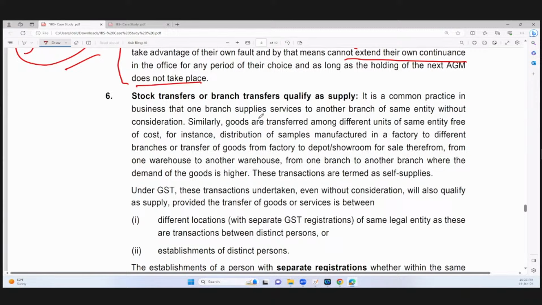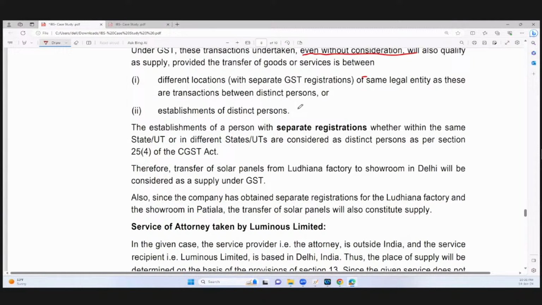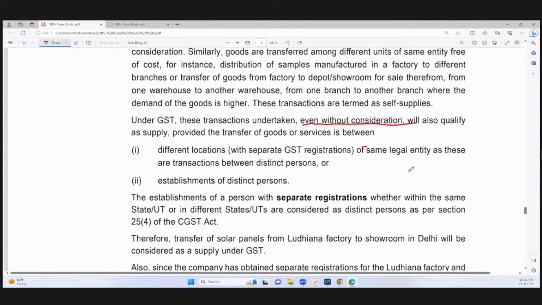It is a common practice in business that one branch supplies services to another branch of the same entity without consideration. Similarly, goods are transferred among different units of the same entity free of cost. For instance, distribution of samples manufactured in a factory to different branches, or transfer of goods from factory to depot or showroom for sale therefrom. So, this is a common practice of the students' company. These transactions are termed as self-supplies. So, under GST, these transactions undertaken even without consideration will also qualify as supply, provided the transfer of goods or services is between different locations of the same legal entity, as these are transactions between distinct persons or establishments of distinct persons.